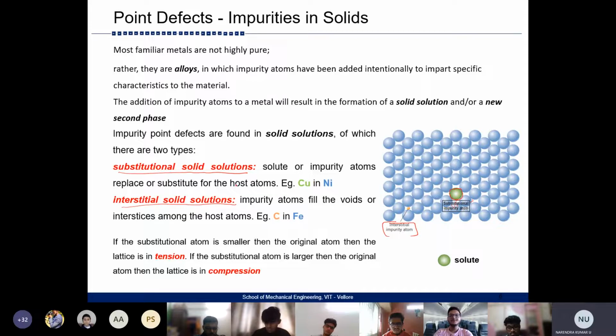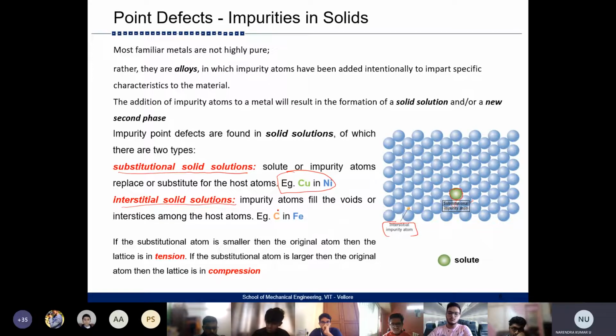So when does this happen? If they are of similar size and replacing the lattice point. For example, if you take copper and nickel, the nickel atoms are the blue ones and the copper, which is the green, is the solute atom. If you see the size of the copper atom, it is much more similar to that of the nickel. So this copper can replace the atom of the nickel.